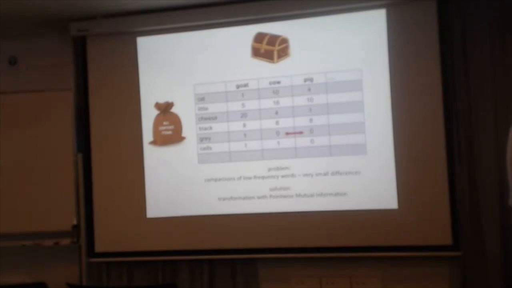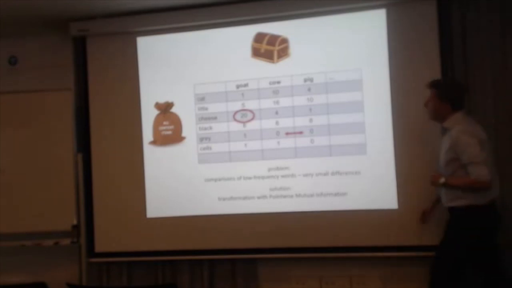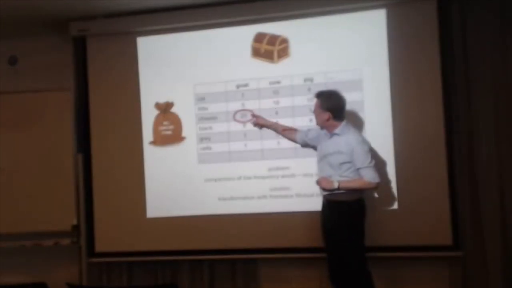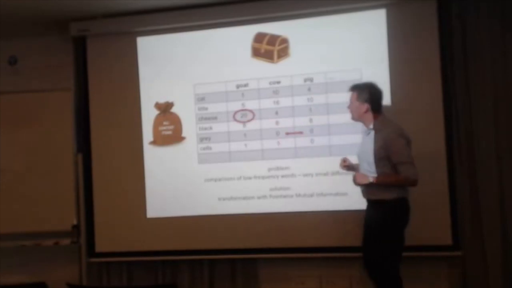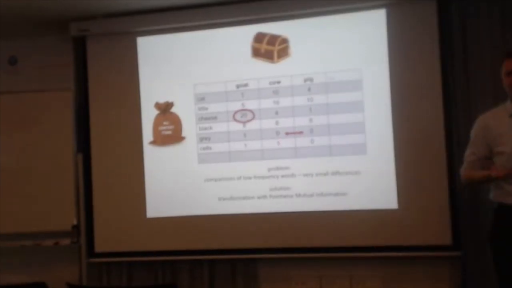We've used pointwise mutual information for this. There are other methods available. So just to illustrate this a little bit, goat co-occurs 20 times with cheese. Is this a lot? Is this a little? How do we know?